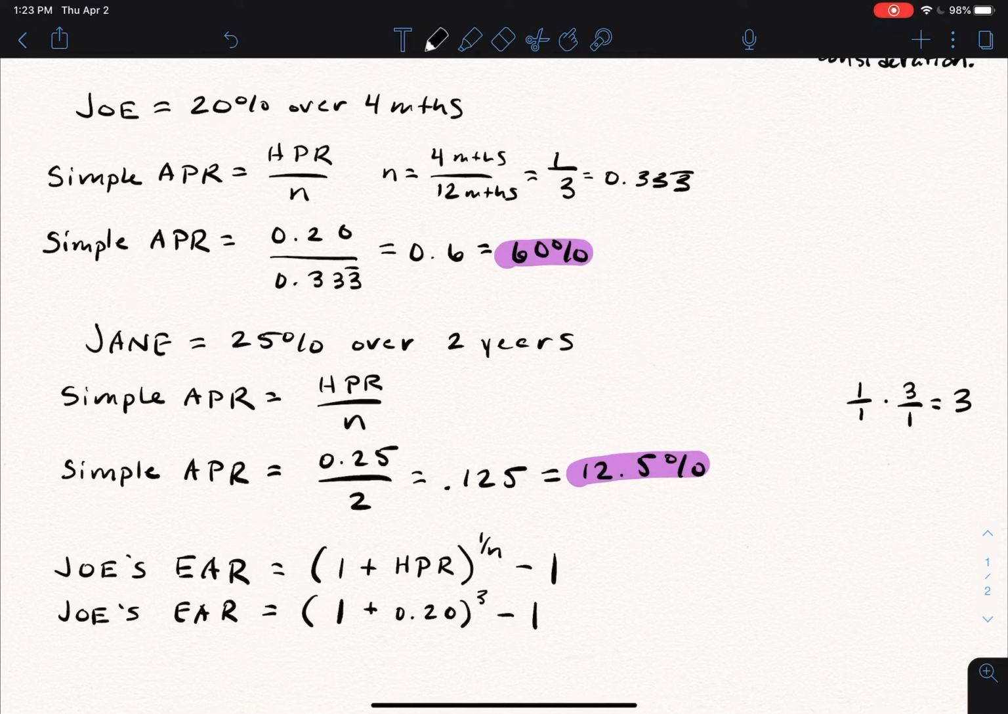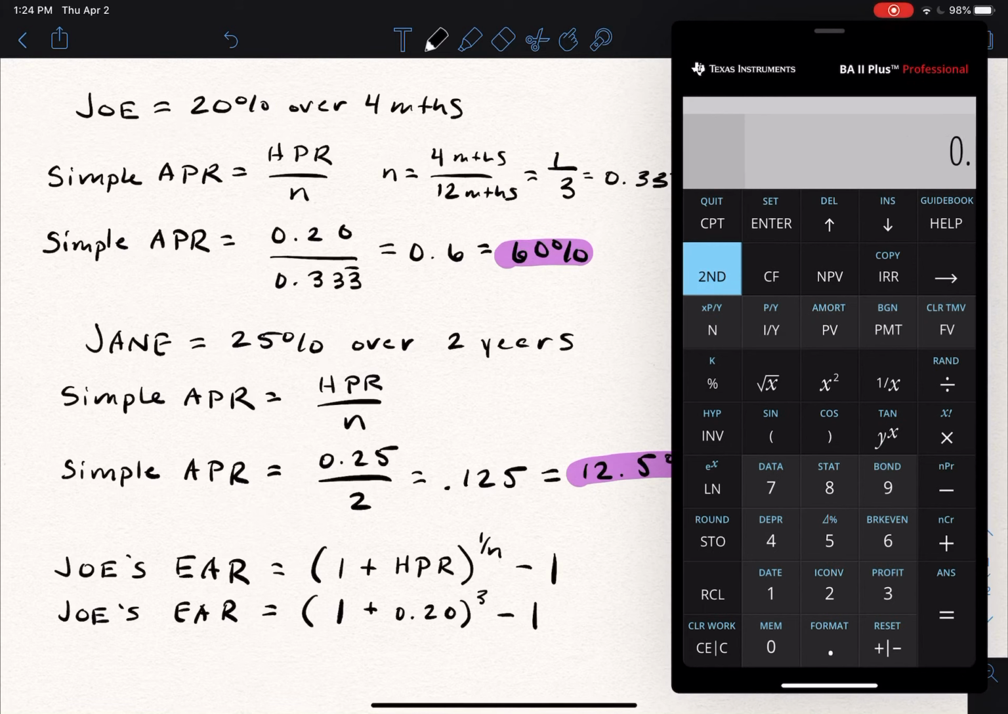And don't forget, while we're on the topic of pre-algebra, don't forget your order of operations, PEMDAS. So we have to do the parentheses, then the exponents, then the subtraction, right? So let's do that. We're going to say 1 plus 0.2, okay? Then we're going to hit y to the x, and we're going to raise it to the third power, so 3 equals, right? So far, so good. And then we're going to say minus 1, and that's going to give us 0.728.